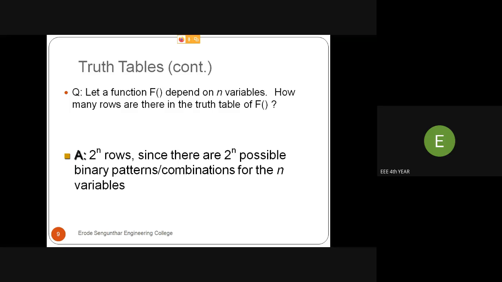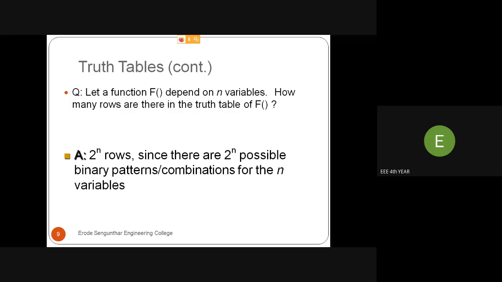If the input is 2, then 2 power 2 is 4 possible combinations. If the input is 1, that is one variable, then 2 power 1 is equal to 2. If the input is 0, then 2 power 0 is equal to 1. If the input is 3, then 2 power 3 is equal to 8 possible combinations. So if we toss 3 coins simultaneously, we have 8 possible combinations. This is the answer.